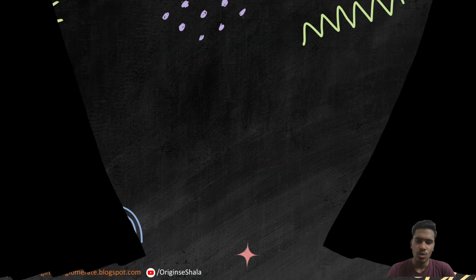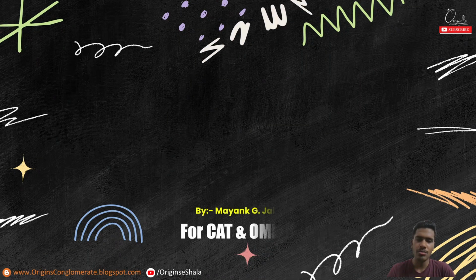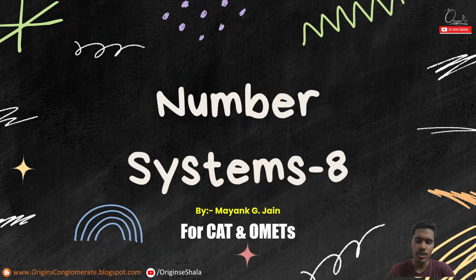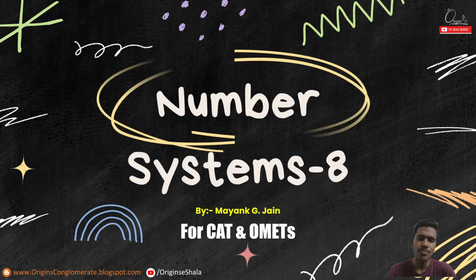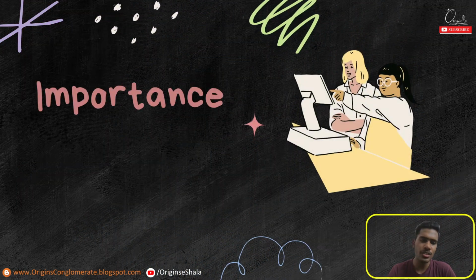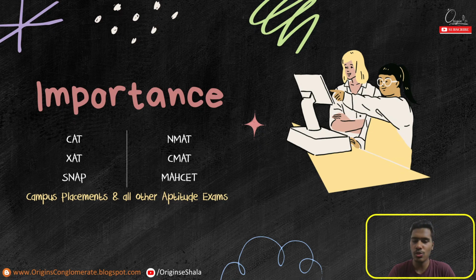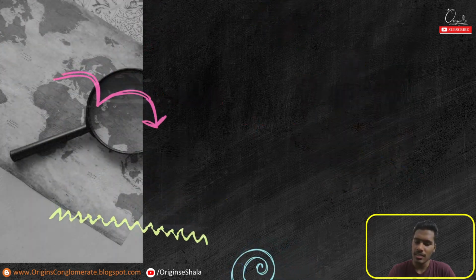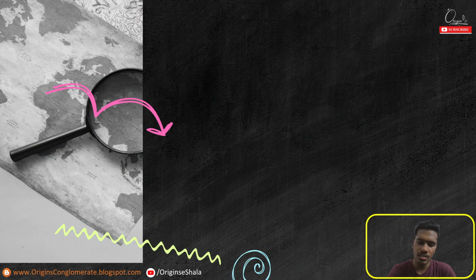Hey guys, welcome back to our session on number systems in the playlist of quantitative aptitude for CAT and other management exams. Since the beginning of this session, I have been saying that there are several scenarios where you will find this topic to be the core foundation of other types of mathematical or quantitative questions. With that said, let's begin our new chapter in this series.